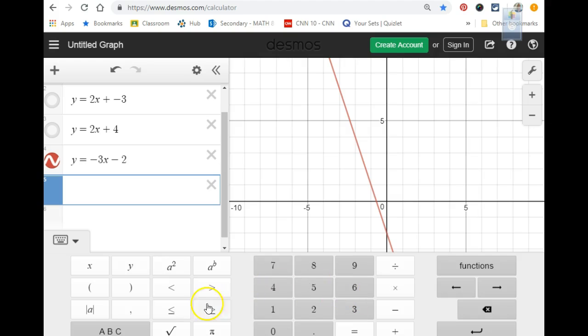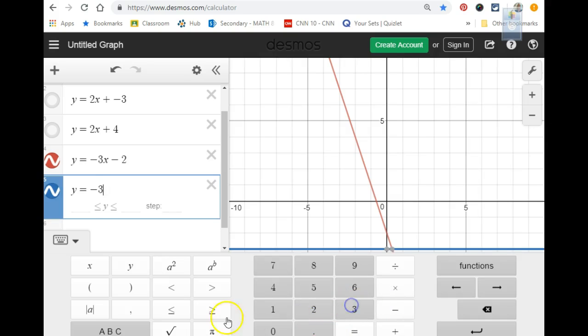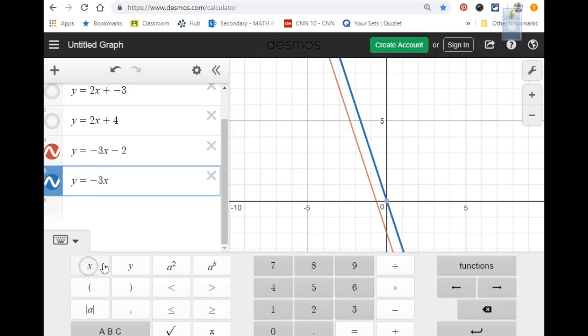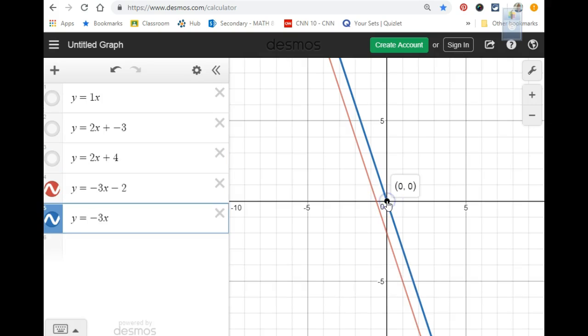Please make sure you draw both of these in your workbook, in your notes. So again, you have two parallel lines. The first one started at 0, 0. The second one was down at 0, negative 2.